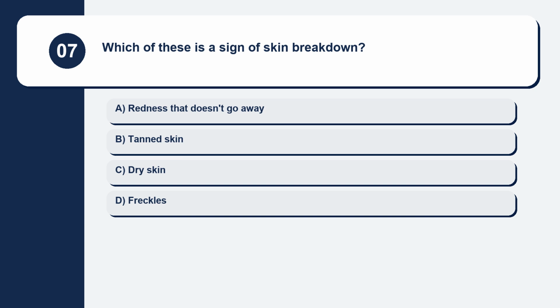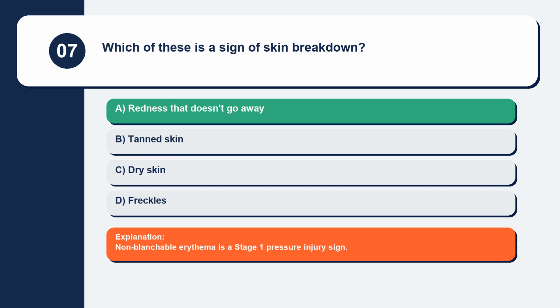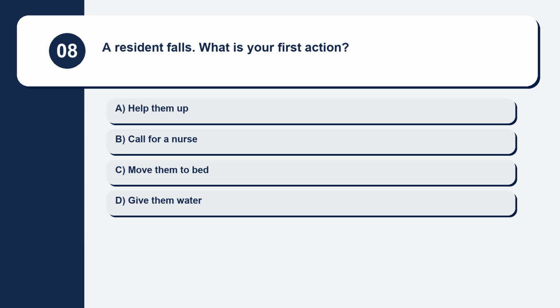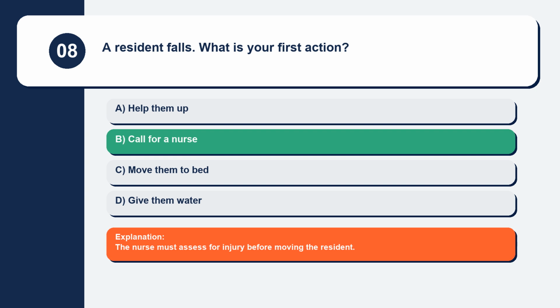Question 7. Which of these is a sign of skin breakdown? Redness that doesn't go away, tan skin, dry skin, freckles. Non-blanchable erythema is a stage 1 pressure injury sign. Question 8. A resident falls. What is your first action? Help them up, call for a nurse, move them to bed, give them water. The nurse must assess for injury before moving the resident.